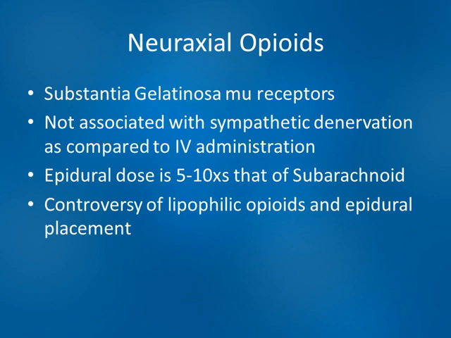Now, if I give this in the neuraxial space, the epidural space, or the subarachnoid space, do I immediately get into the vascular system? And so now the second bullet should make sense. If I'm not in the vascular system, if I get 10 of morphine IV, that's one thing. But if I only get 1 milligram of morphine in the epidural space, do you think I'm going to get the same sympathetic blunting? No, you're not.